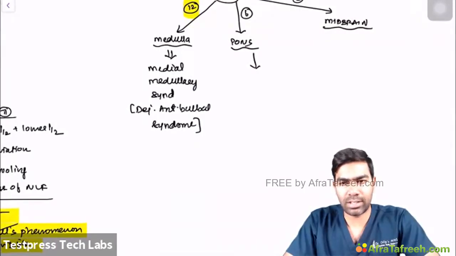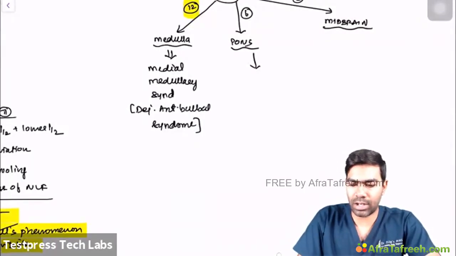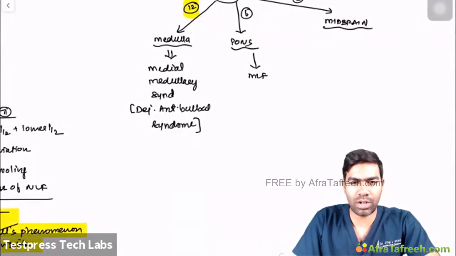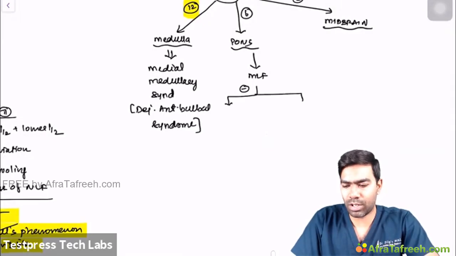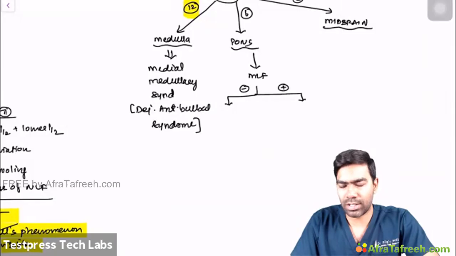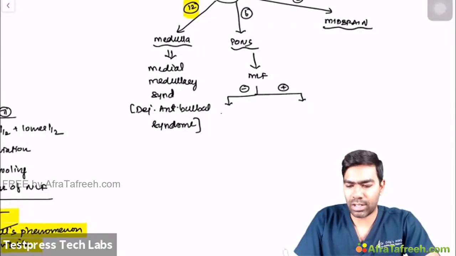So as far as MLF is concerned, we can see whether MLF is involved or not involved. Suppose you do not have MLF involvement, or you do have MLF involvement, then how will you divide these lesions? If you do not have MLF involvement, usually that syndrome is what we refer to as a Millard-Gubler syndrome.